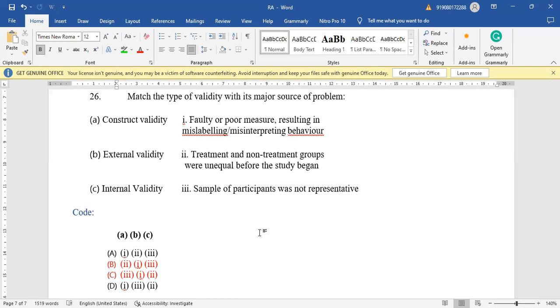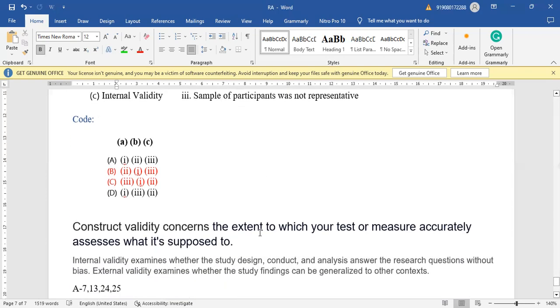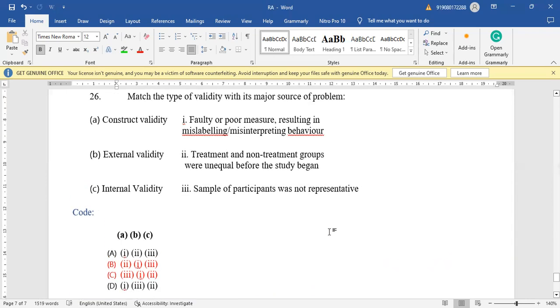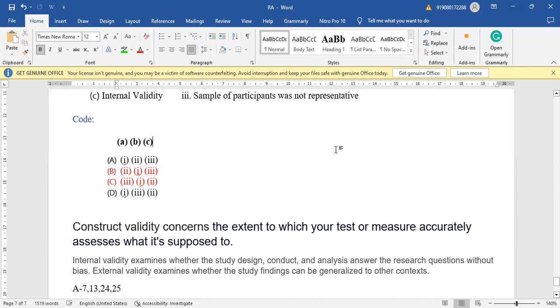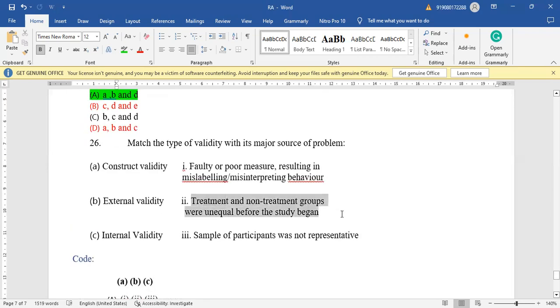Internal validity. So internal validity examines whether the study design, conduct, and analysis answer the question without bias. The treatment and non-treatment groups were unequal before the study began. Is it examining your research design and conduct here? It is fixing that treatment and non-treatment groups.